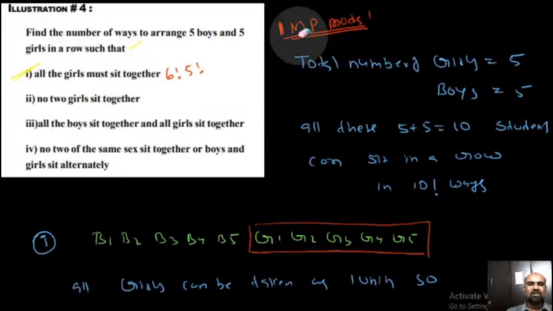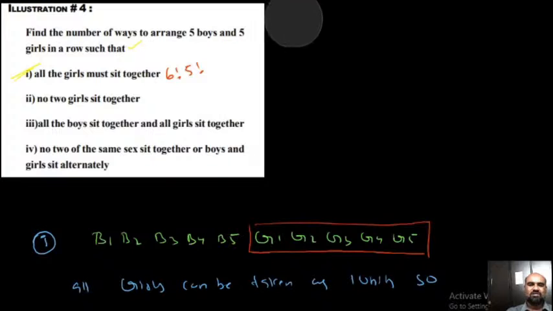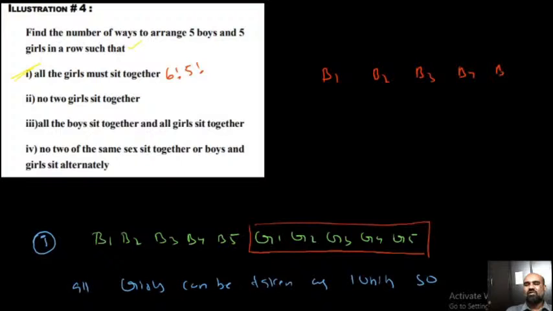Next, I want to erase this portion. No two girls sit together. First of all, you arrange the boys: boy 1, boy 2, boy 3, boy 4, boy 5. The important thing is this is not a fixed position of the boys. They can change places; here I can write B2, here B4. Later I will explain that. First, assume this is one of the positions of the boys, one permutation. Now, between these boys, we have 6 blank places for 5 girls.